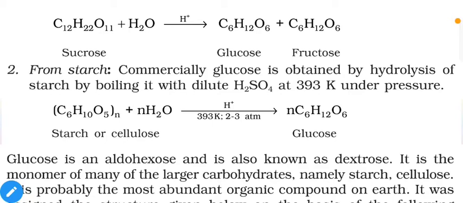The HCl or H2SO4 acts as a catalyst, and this catalyst will increase the rate of reaction. The simple reaction is C12H22O11 with H2O, in the presence of H+, gives C6H12O6 glucose and C6H12O6 fructose. Notice here that glucose and fructose both have the same molecular formula, but their structures are different, and their functional groups are also different. So they are completely different molecules in nature, but they share the same number of atoms.